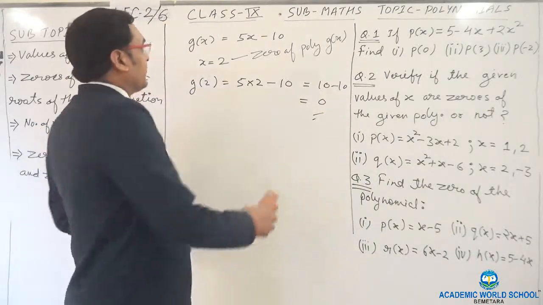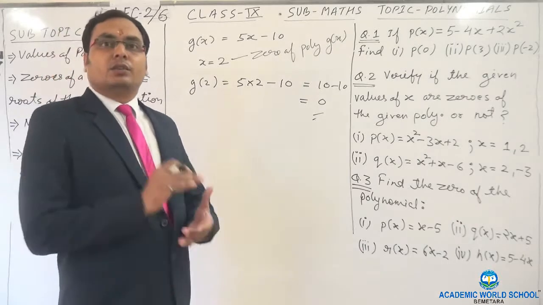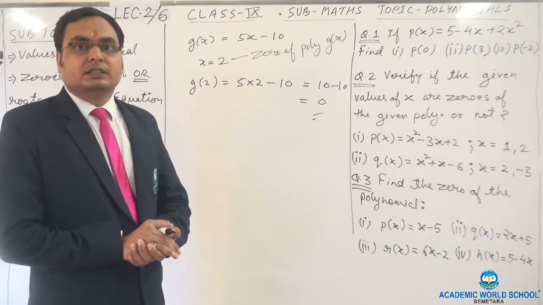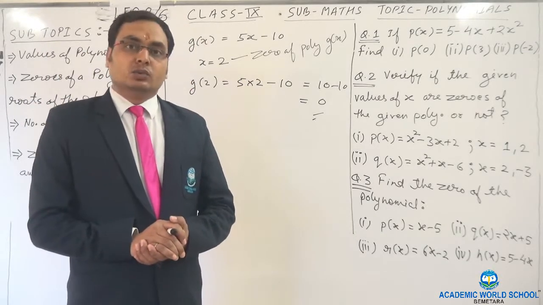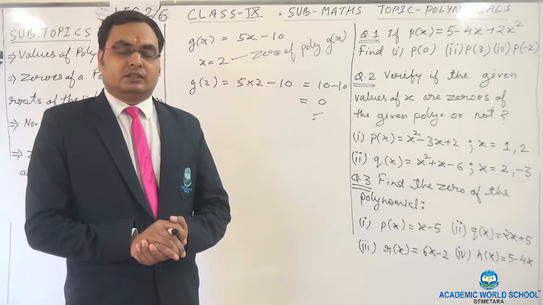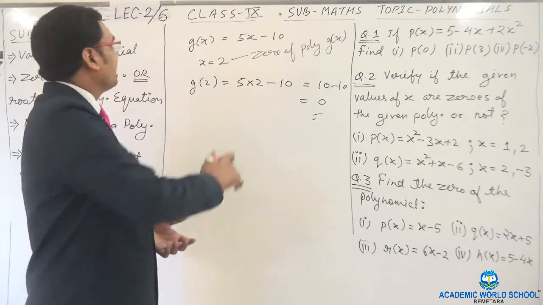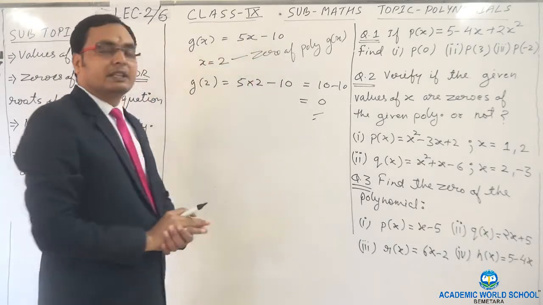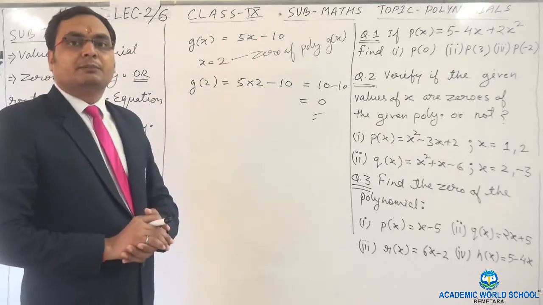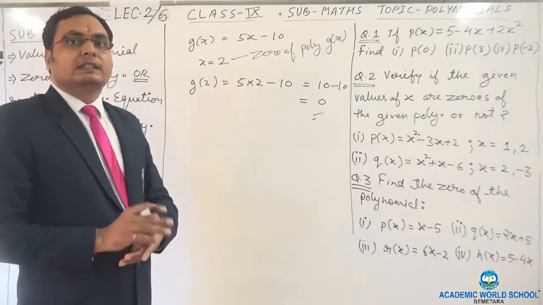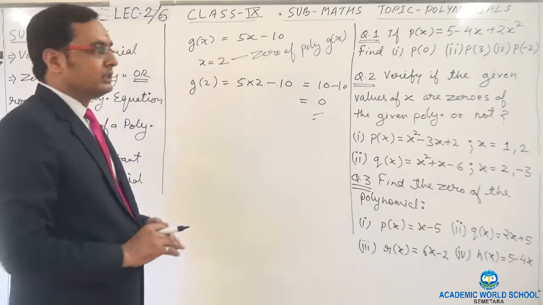Now if I ask you how we can find the zero of a polynomial if we are given a polynomial, then the zero of the polynomial or the root of the polynomial equation prepared by that polynomial are the same thing. For example, here we have this polynomial 5x minus 2. Suppose I prepare the equation by putting this polynomial equal to 0, then the roots of that equation will be the zeros of this polynomial.